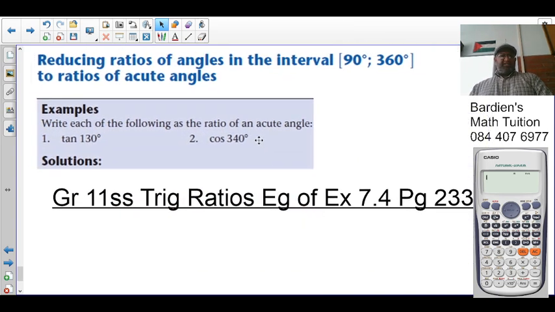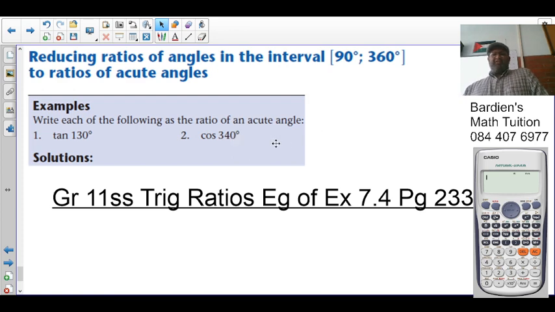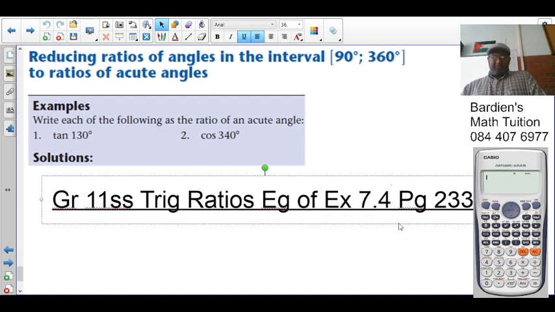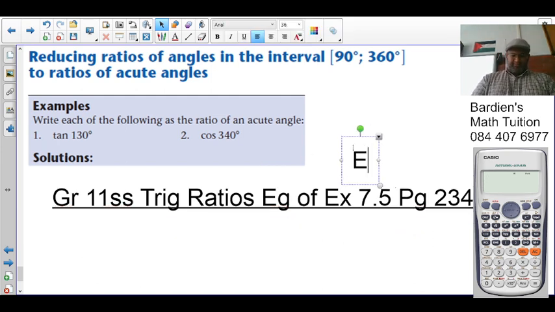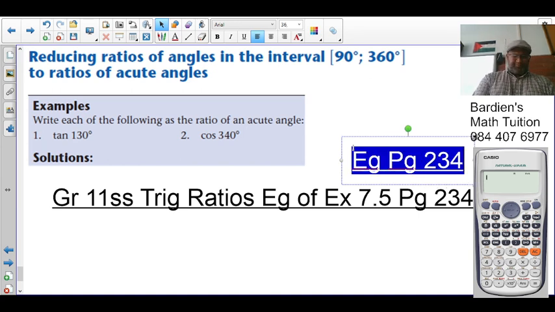So today we're looking at reducing ratios of angles in the interval 90 to 360 to ratios of acute angles. Okay. And exercise 7.5 is on page 234. These examples are on page 234. Okay.